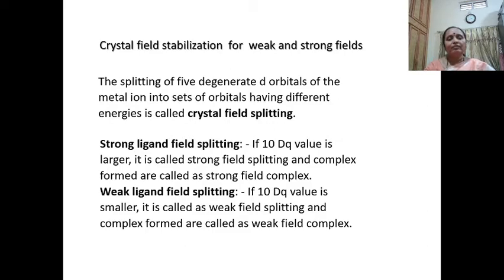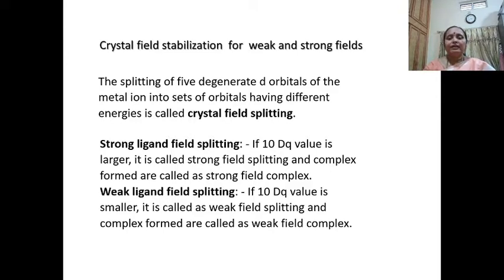The splitting of the 5 degenerate d orbitals of the metal ion into two sets of orbitals having different energies is called crystal field splitting. Strong ligand field splitting.